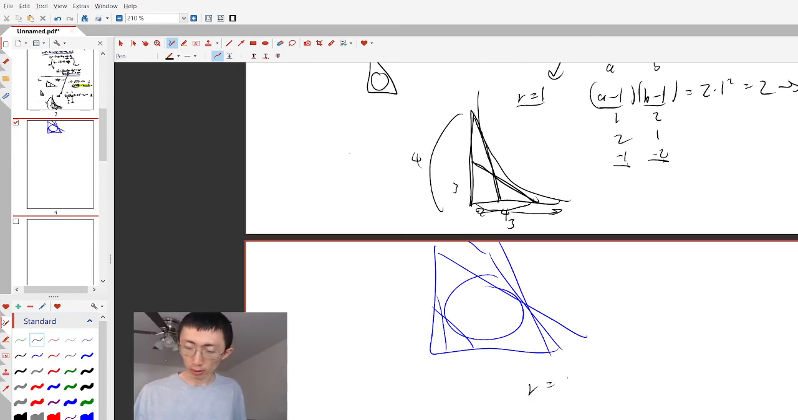Okay, so when R is 2, maybe it was like (A minus 2)(B minus R), this is 2R squared.